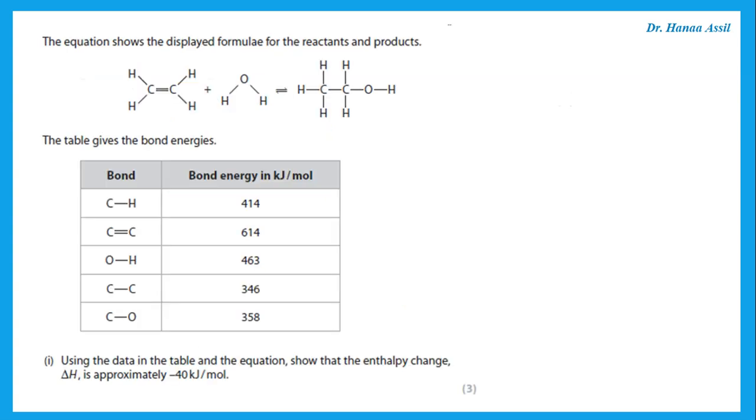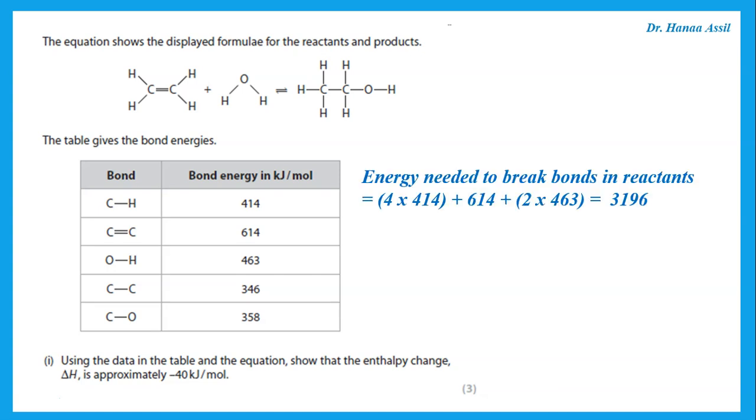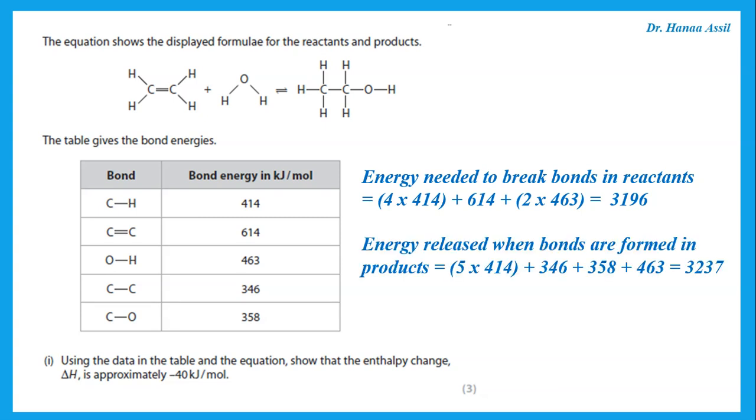Again, if we have this and we're required to get delta H, remember, the reactants alone, we have 4 CH bonds, 1 C double bond C, 2 OH bonds, that's in the reactants. In the products, we have 5 CH bonds, we have 1 C single bond C, we have 1 CO and 1 OH, and the delta H is the difference between reactants and products.